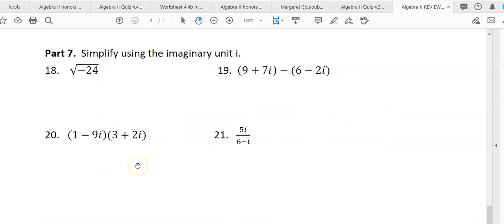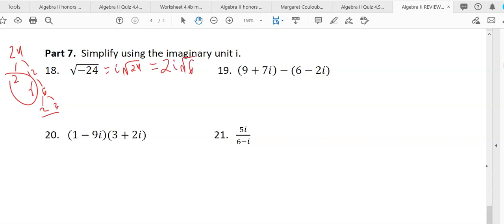And let's do some imaginary numbers. So this one, pull the i out first. So this is i times root 24. If you do a prime factorization of 24, that's 2 and 12, 2 and 6, 2 and 3. So 2 comes out with 6 left over inside. So this would be 2i root 6. I like to subtract these. So add negative plus. Okay, so 9 minus 6 is 3, 7i plus 2i plus 9.